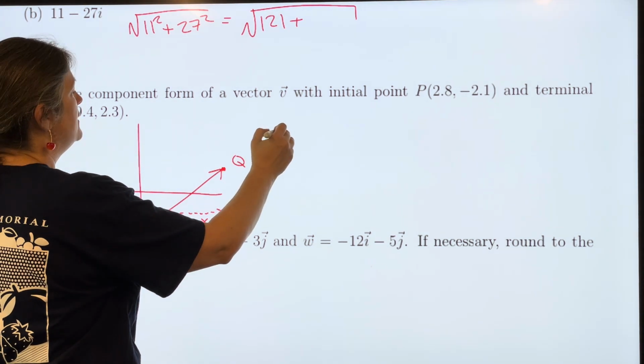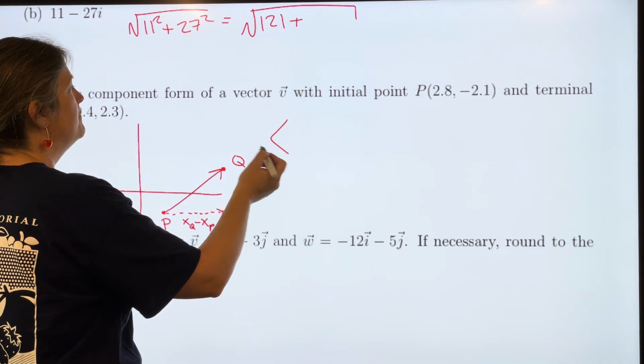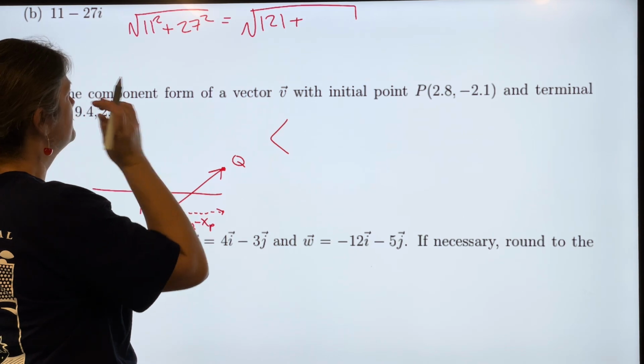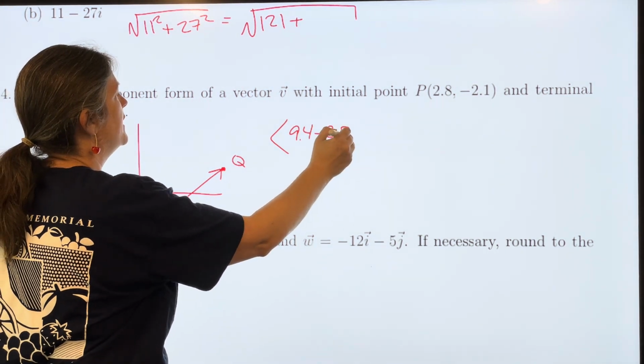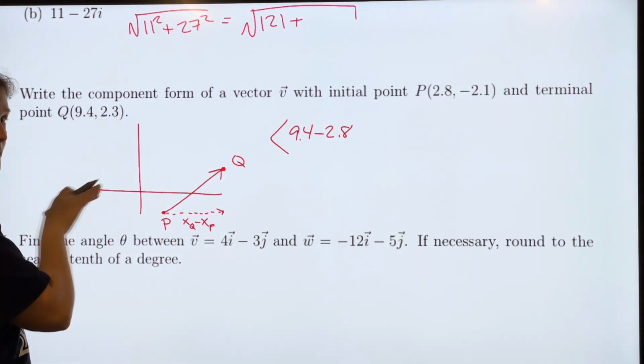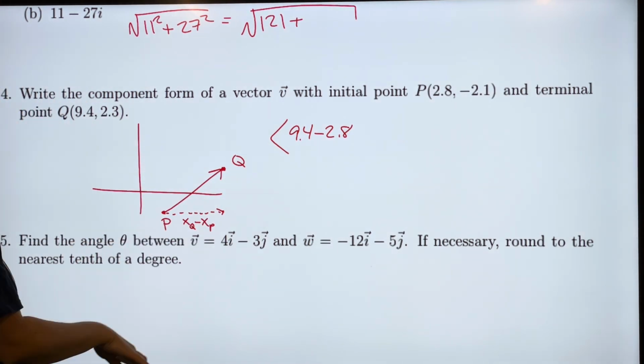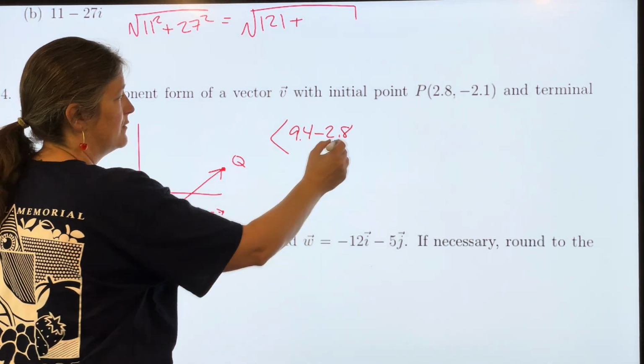And so the x component will be 9.4 minus 2.8. And I do know that it wants to be positive because I've drawn it and I know that I'm pointing to the right. So I've done this subtraction in the right order.